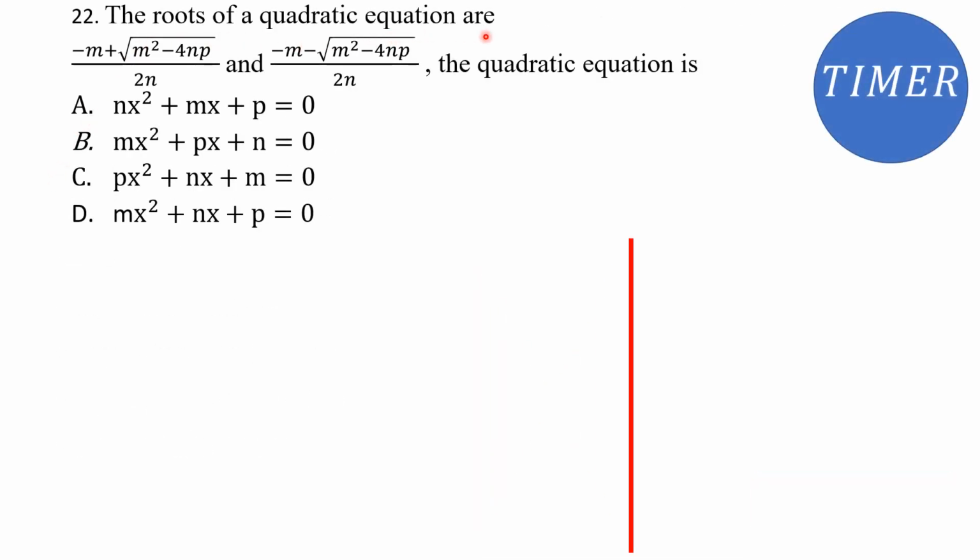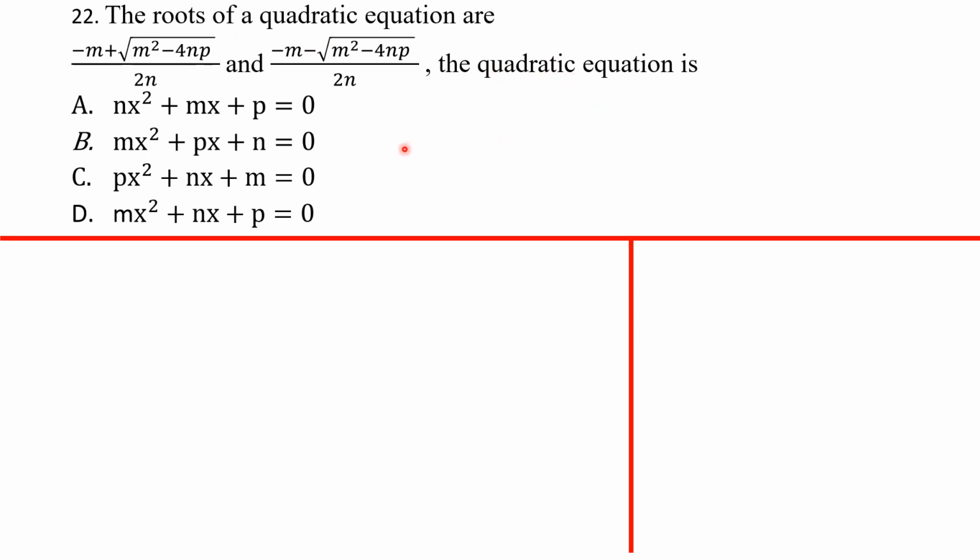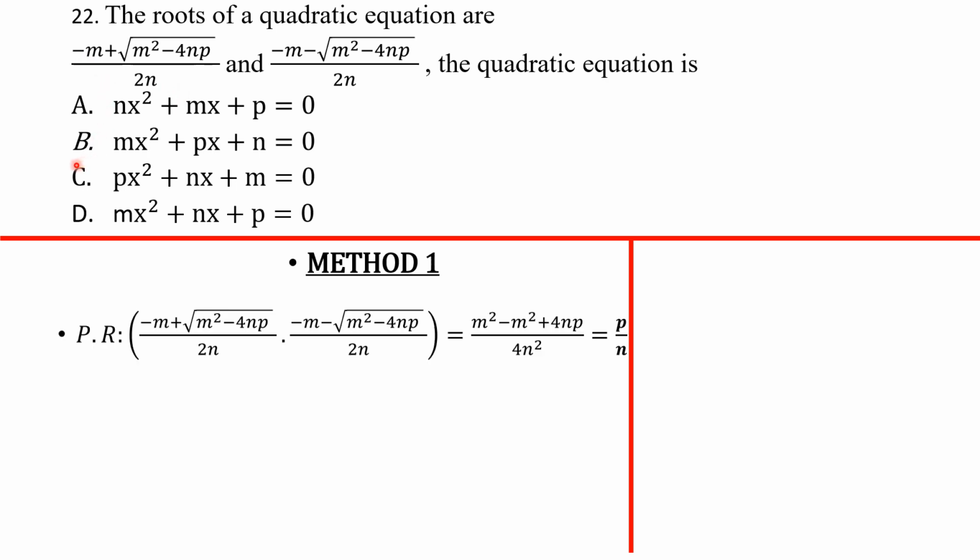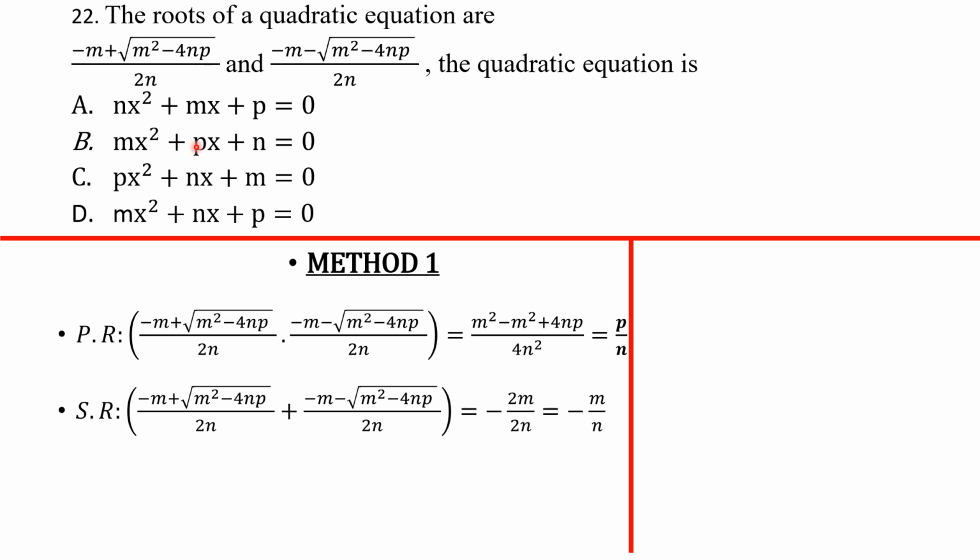So the quadratic equation is, okay, so we can look for the quadratic equation by simply getting the product of roots. So get this guy multiply with this guy. Okay, so you put them down like that, multiply, simplify, you get this, and you have p over n there for product of roots. Sum of roots, sum them up.